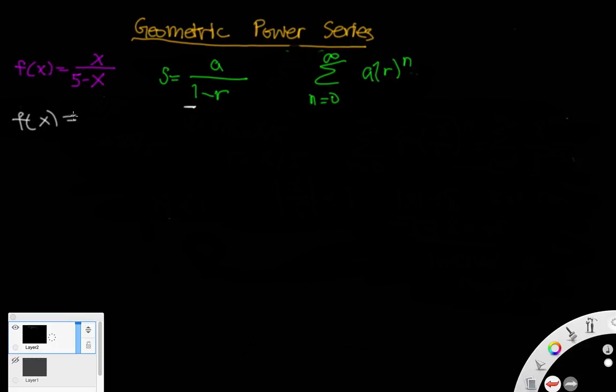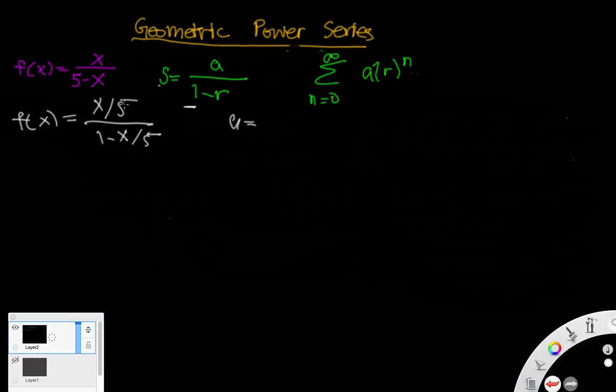So like I said, there has to be a 1 in the denominator, and there's a 5 now, so we're going to have to divide both the top and bottom by 5. So we get x over 5 divided by 1 minus x over 5. And just a quick check to see if this matches this. We have a number in the top, yes, and we have 1 minus a number. So we have everything we need, so now we can go ahead and find a and r.